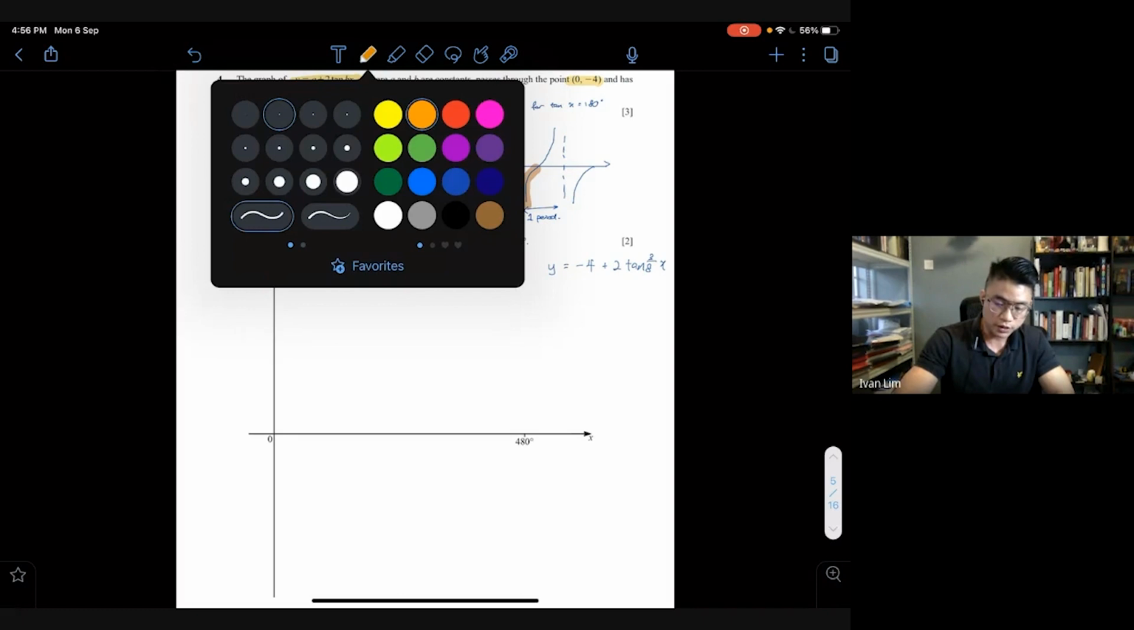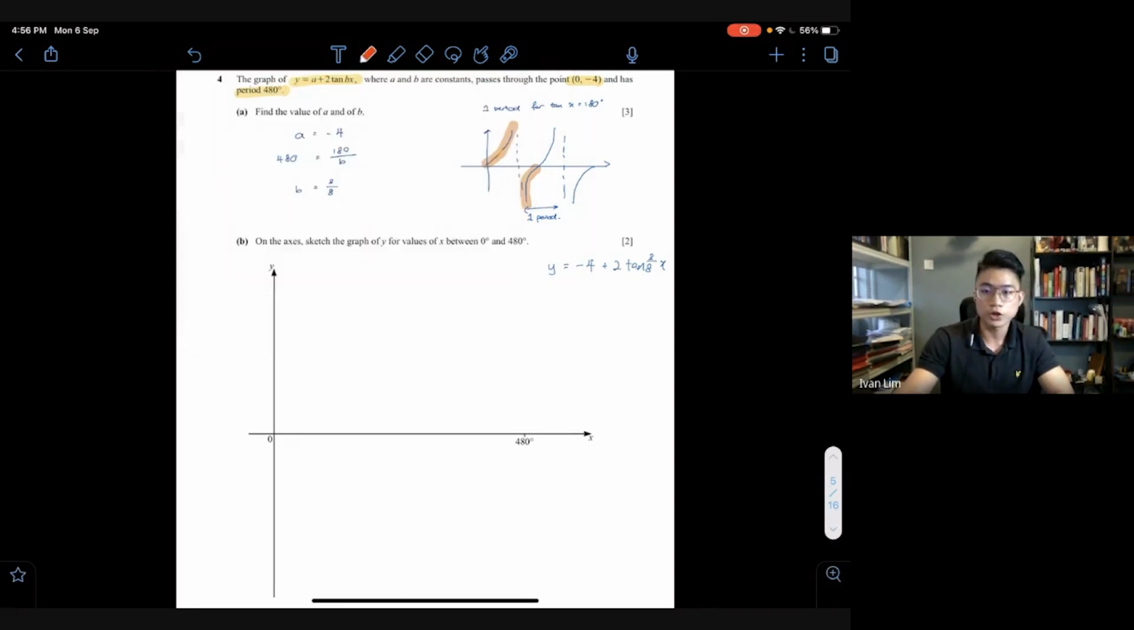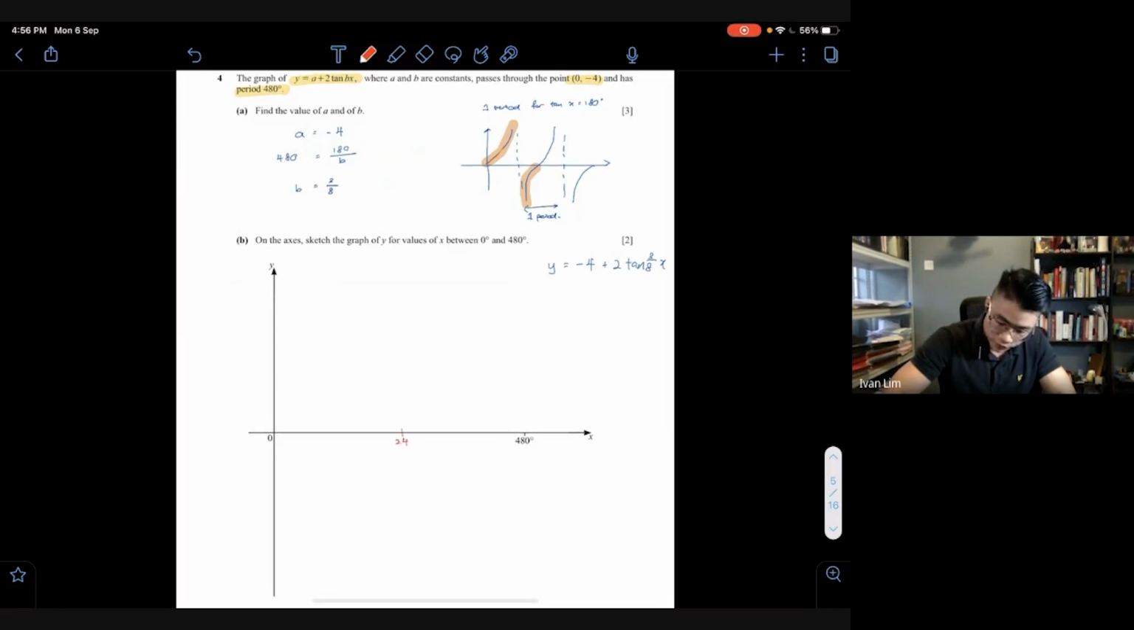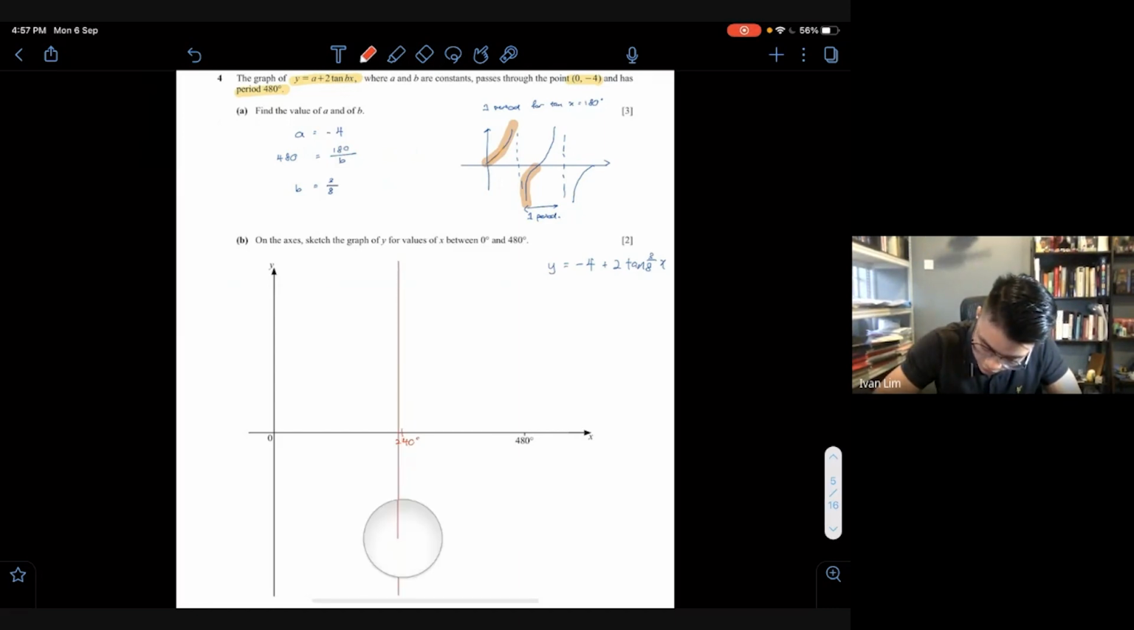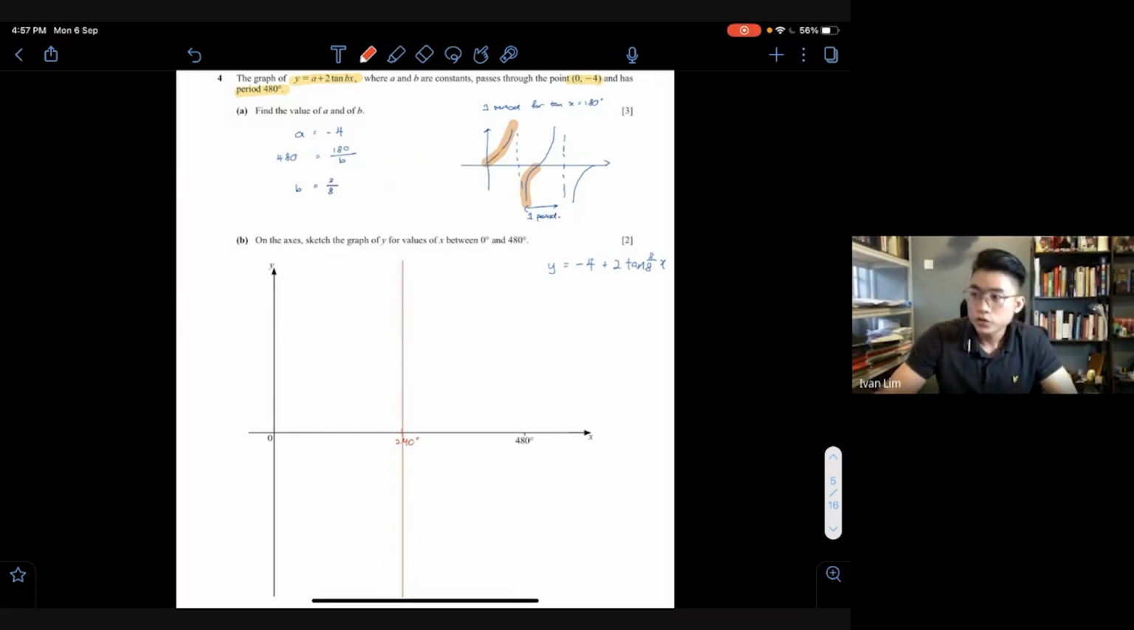So the first thing that you want to draw is your asymptote. Okay, so the asymptote will be in the middle, at 240 degrees. So I just draw a red line. This is supposed to be a dotted line. So this is your asymptote. And then the next thing is that your graph shifts down by 4. Okay, shift down by 4.